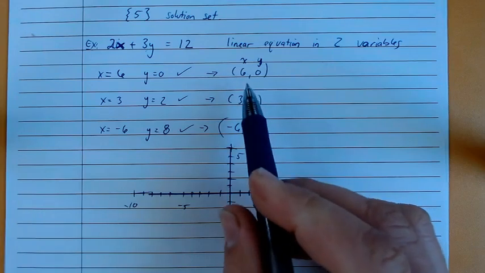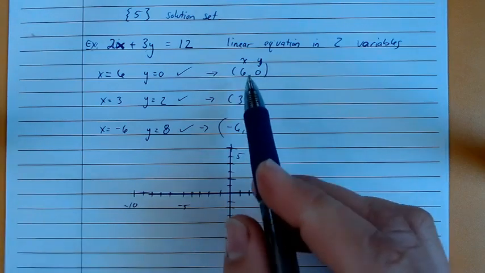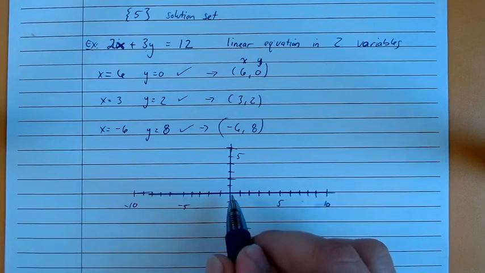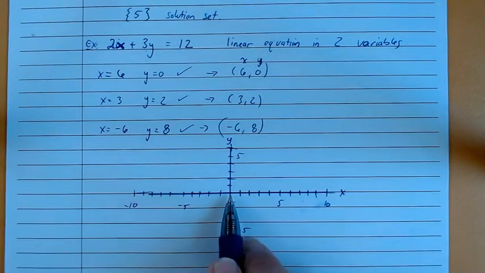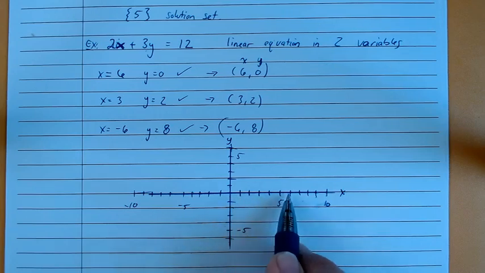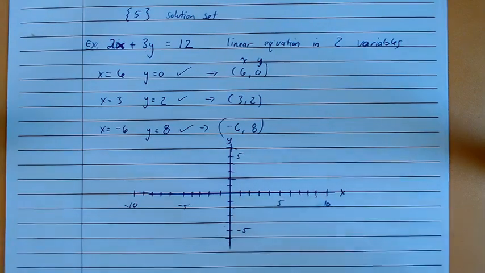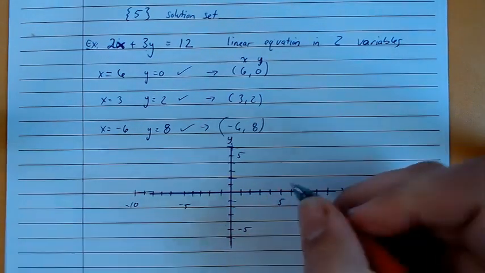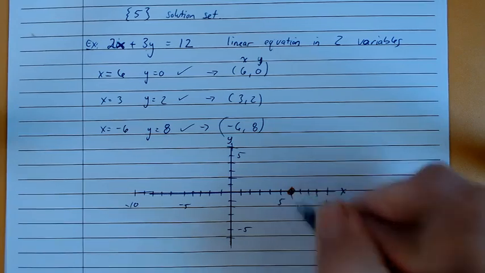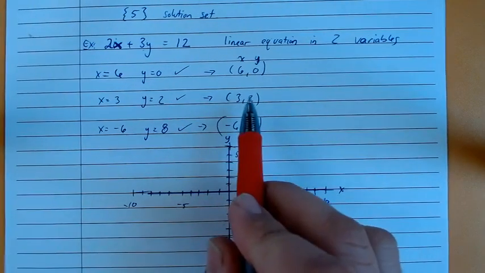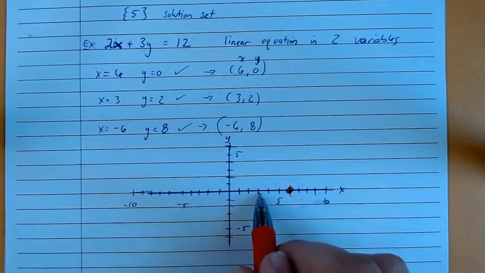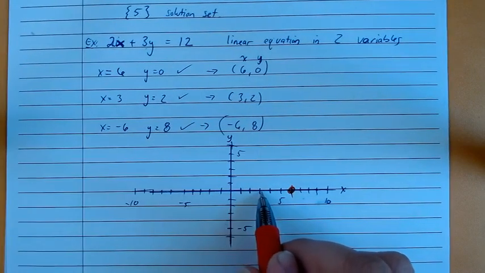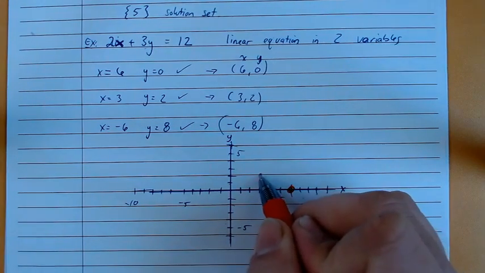So now I can go and graph each of these points. 6, 0 means go 6 in the direction of x. Remember, x is horizontal, y is vertical. So 6 steps this way, 1, 2, 3, 4, 5, 6. And then since your y is 0, that means don't go up or down. Just stay right there at 6, 0. Okay. This solution, 3, 2. That's 3 to the right, 1, 2, 3. And then your second coordinate is positive, so you go up by 2. And there we go.